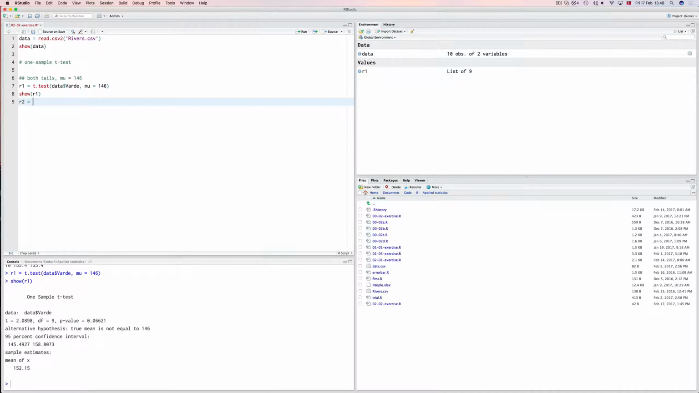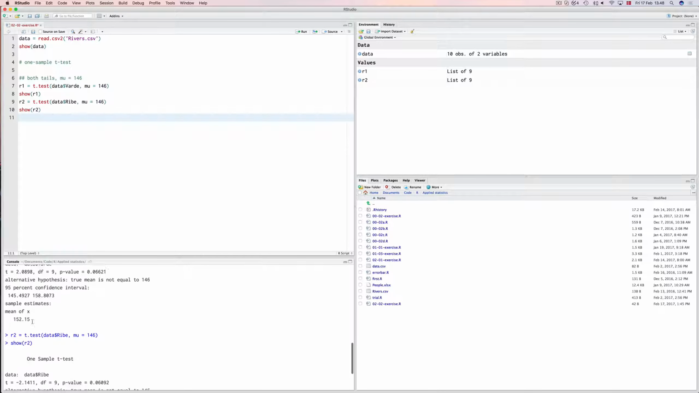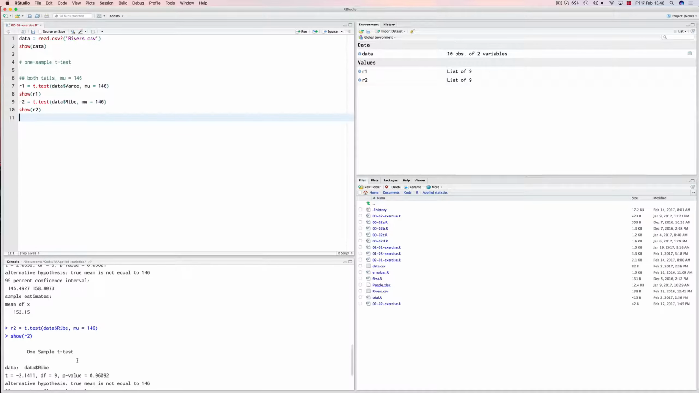Then if you calculate this for Riba, data Riba, with the same mu, 146, and show the results, you can see that the p-value is about the same. So we cannot reject the null hypothesis that the chloride content in the whole river can be exactly 146. And you can see that the t-value is minus 2.14. If you compare these t-values, approximately 2.1 and minus 2.14, with the ones that we calculated by hand, you will find out that they are actually the same in absolute value.